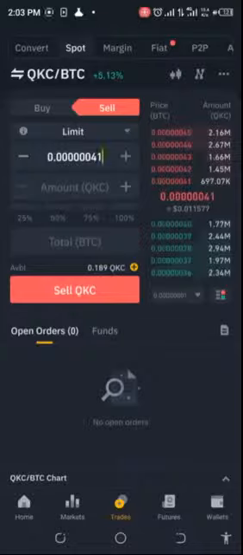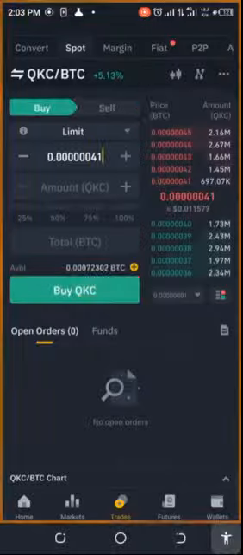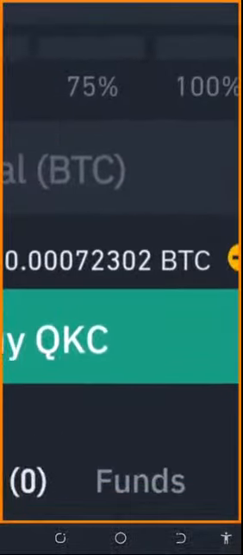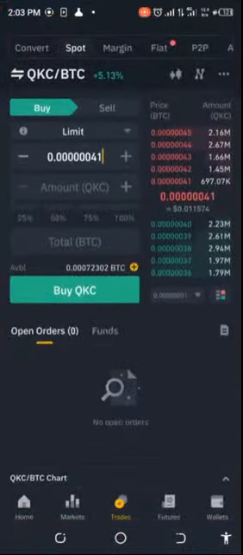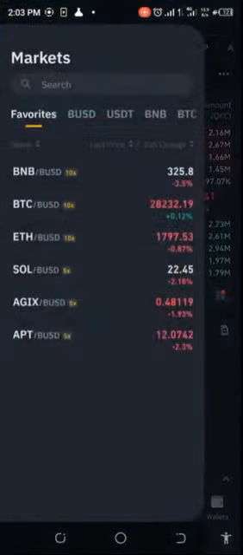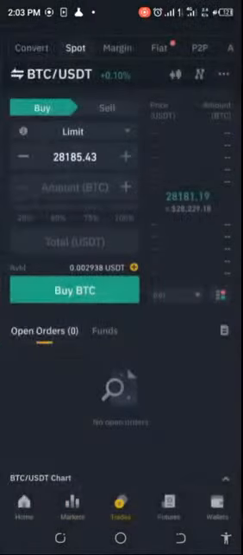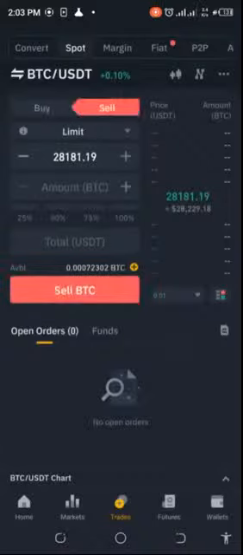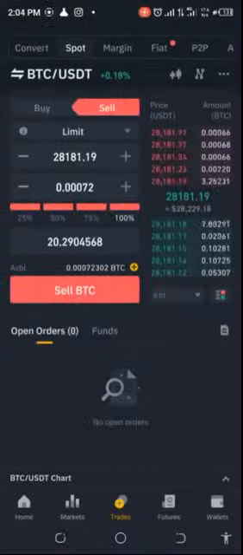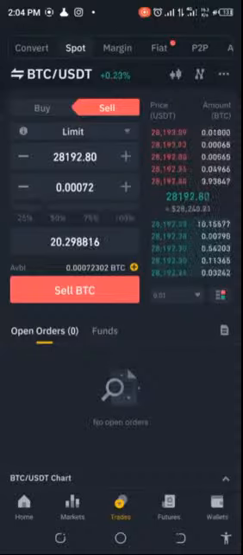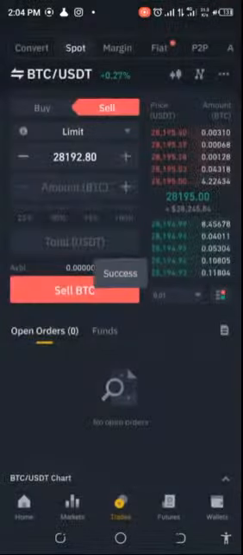All right, I'm back, and as you can see right now, we've already sold our QKC to BTC. So what do we have here? We've got 0.000723302. Awesome. So let's quickly go to BTC, USDT, and then get this sold off. Now I'm just going to click on sell. What do we have here? We have 20.29. This is awesome. Let's do our screenshots and make sure that everything is there. Put 100% and then go ahead and sell BTC.